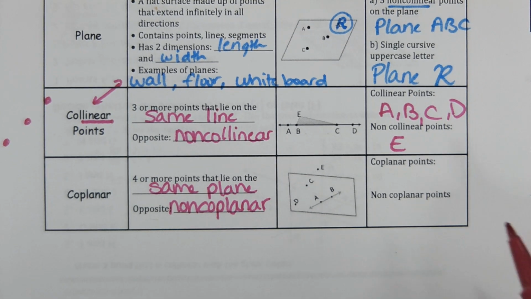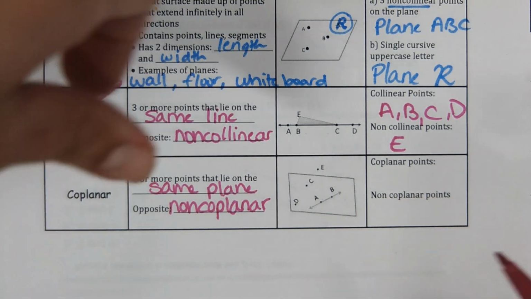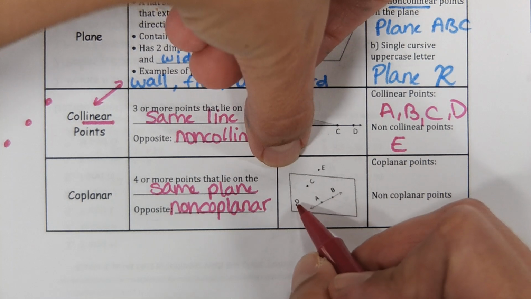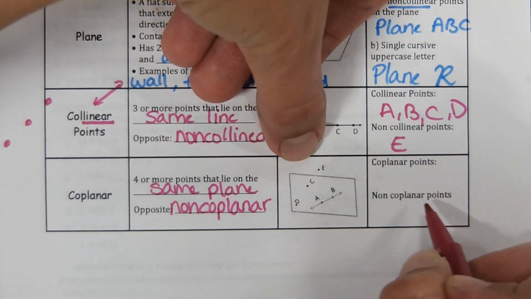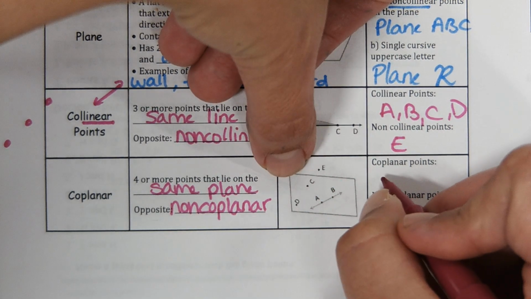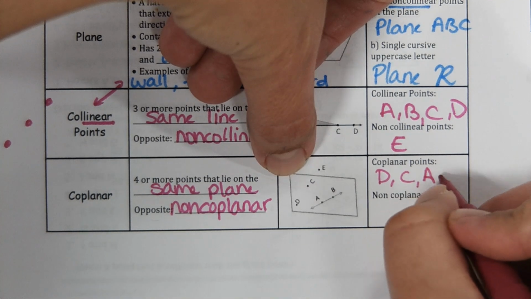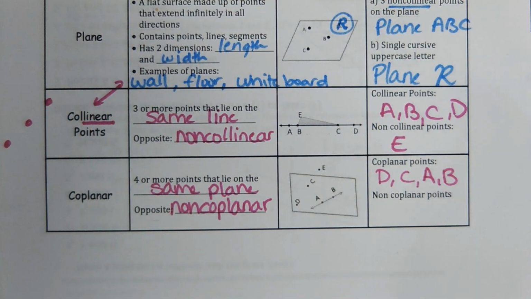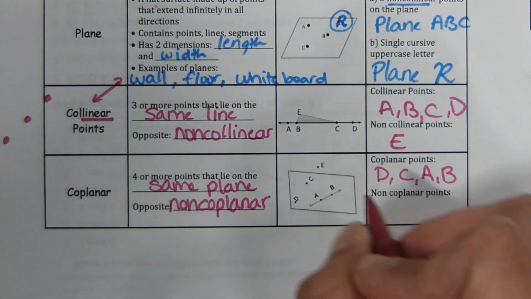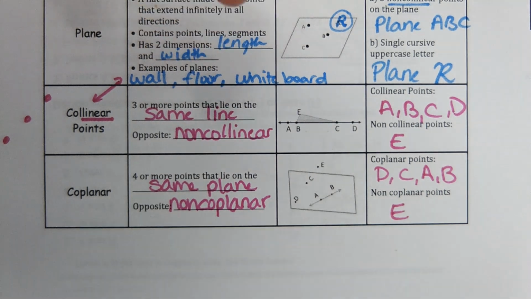And it shows a visual example right here. So the points that are on the same plane would be D, C, A, and B. And then the non-coplanar point would be point E. So we have D, C, A, and B. The order of those points doesn't matter. And then the non-coplanar point would be point E.